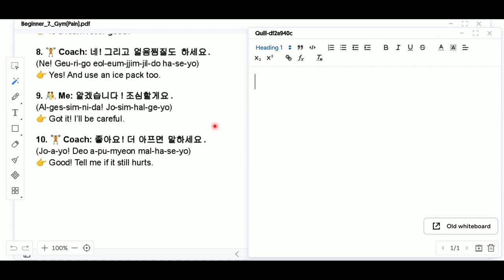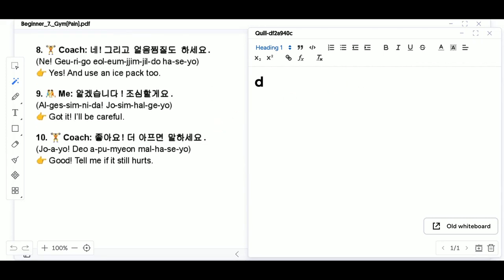And number eight. 네, 그리고 얼음찜질도 하세요. 네 is 응, 네, yes. 그리고 is like on top of it, like additionally. 그리고, like also. But I want to tell you two things at the same time. 그리고 and 도 over here. So 도 is also, also. So there's like double also.